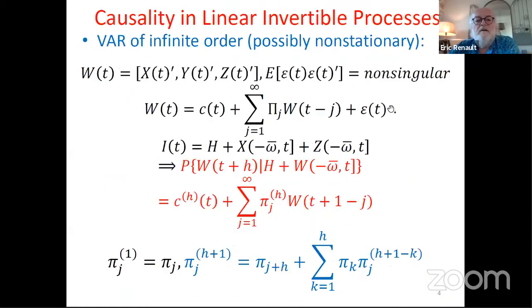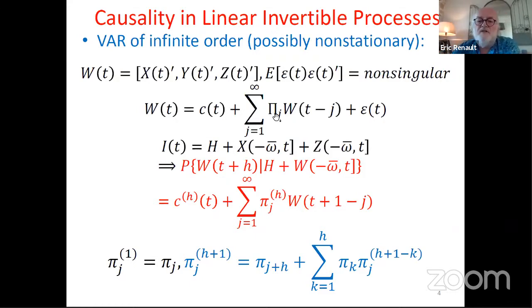In particular, to be quite general, you can think about an infinite autoregressive representation of your joint process. I stress that this infinite autoregression may include unit roots. So I do not assume stationarity. I just assume, for simplicity of my talk, that the variance of the innovation process is not singular.